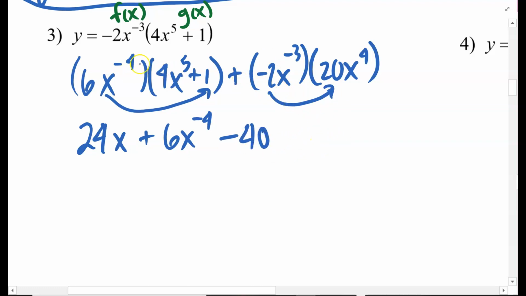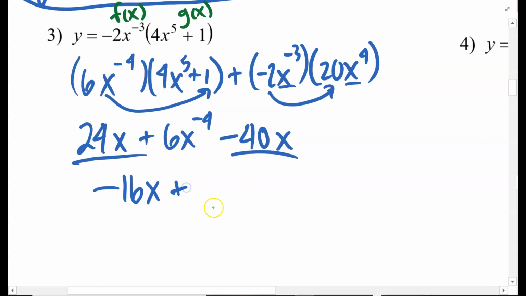And again, if you didn't understand, or if you need me to repeat from the last example, when you're multiplying like bases, you add the exponents. Well, negative 3 and 4 is 1, so we just get x. So when combined like terms, we're going to get negative 16x when you combine these.